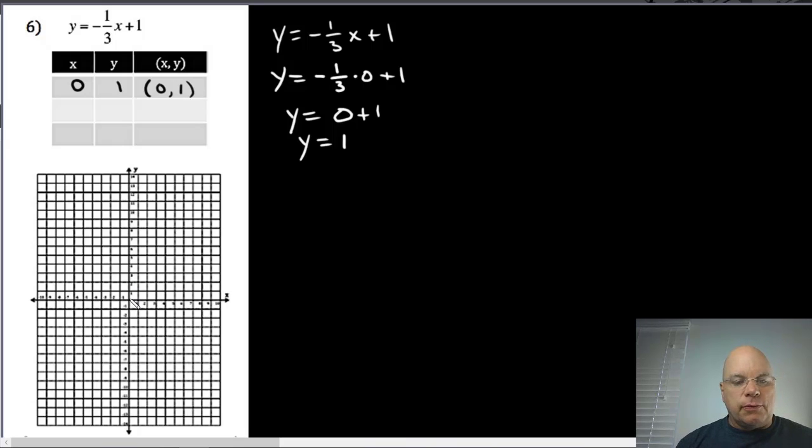And then just graph it like we've been graphing all year on the coordinate plane. X is 0, I don't need to go right or left at all, but y is 1, so I need to go up 1, so that point is on the y-axis.